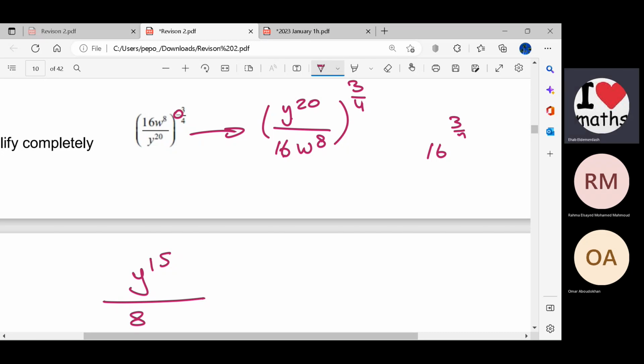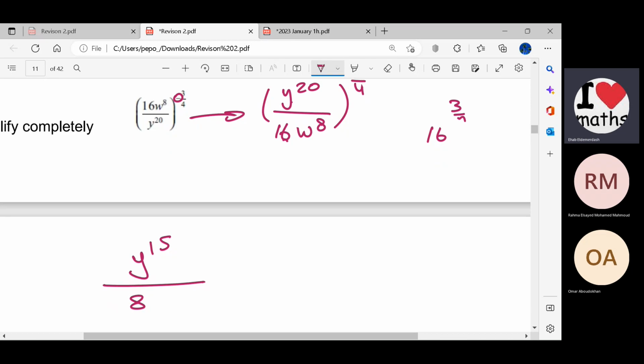20 multiplied by 3/4. Power with power, you multiply them. Now the number itself, when you have 16 to the power of 3/4, that's not a power, that's a number. If it's a number, I have to put it on the calculator. If it's power, just multiply the powers.